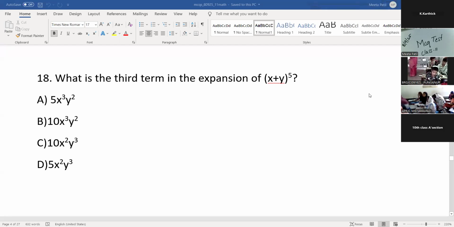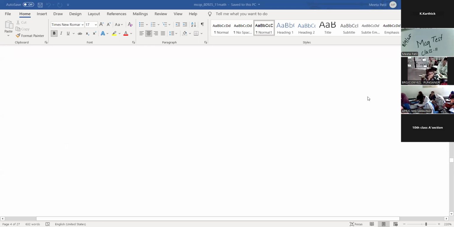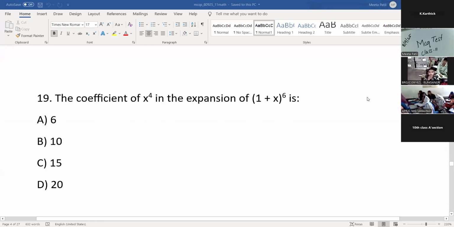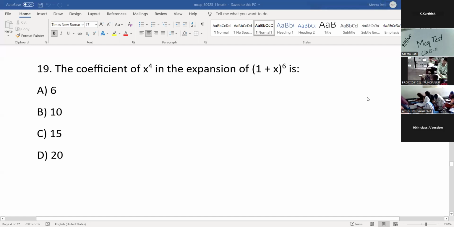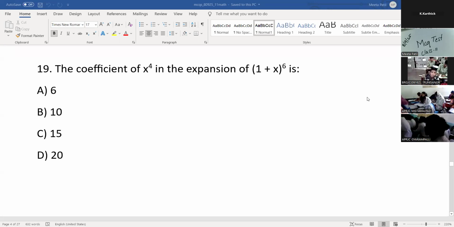So we are moving to the next question, students. Your 19th question: the coefficient of x⁴ in the expansion of (1 + x)^6 is? Option A is 6, option B is 10, option C is 15, and option D is 20.